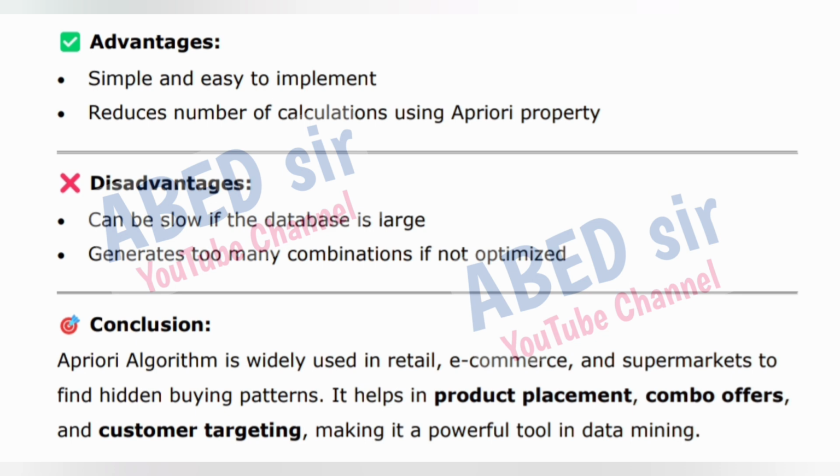Advantages. Simple and easy to implement. Reduces number of calculations using the a priori property. Disadvantages. Can be slow if the database is large. Generates too many combinations if not optimized. Conclusion. A priori algorithm is widely used in retail, e-commerce, and supermarkets to find hidden buying patterns. It helps in product placement, combo offers, and customer targeting, making it a powerful tool in data mining.